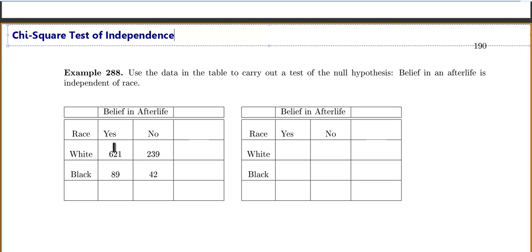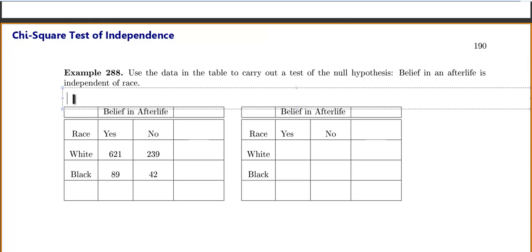Let's see. So the data's here, so this would have to be my observed in this table. And then the second table must be where I need to put my expected values.